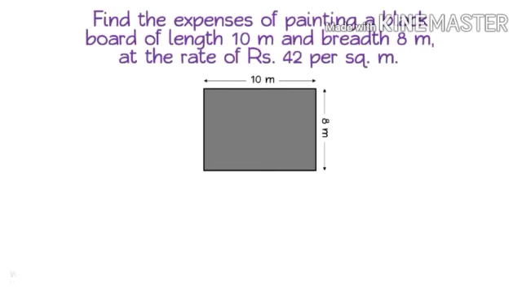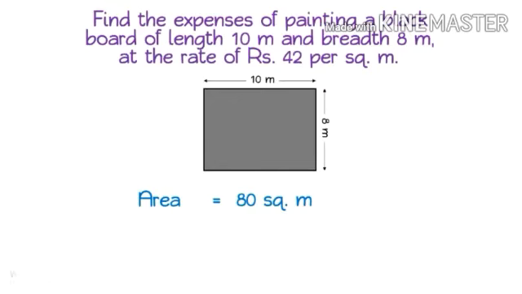Let us use the formula. Area of a rectangle is equal to length into breadth. Then we multiply them. That is 10 meters into 8 meters and get the area. The area of the blackboard is 80 square meters.